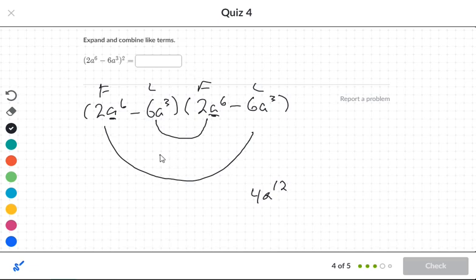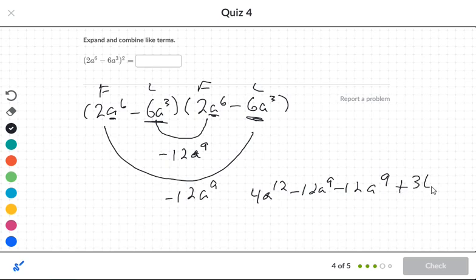Now for my inside smile, that's a negative 12, and a to the 9th. So we've got the letter a to the 9th. I got negative 12 and a to the 9th, negative 12, a to the 9th. Let's finish it. Negative 6 times a negative 6 is a positive 36. And then notice you have 3 a's and 3 a's, so that's going to be a to the 6. So now we can write this as 4a to the 12.